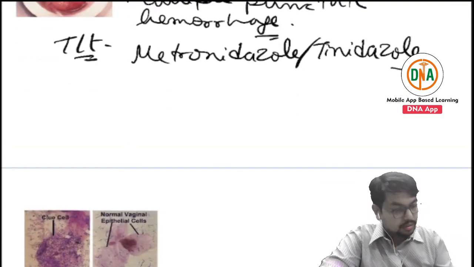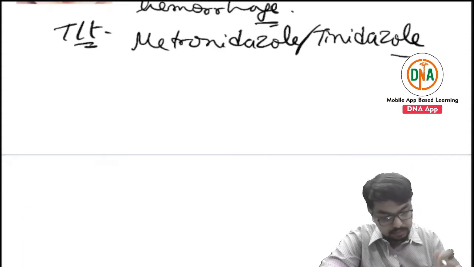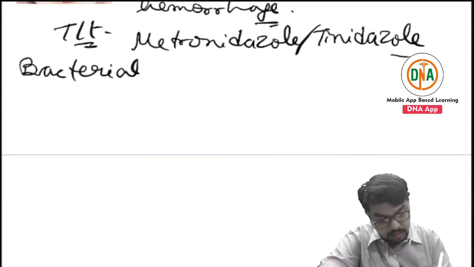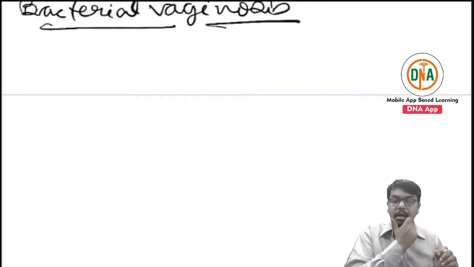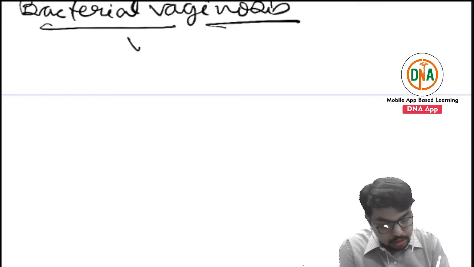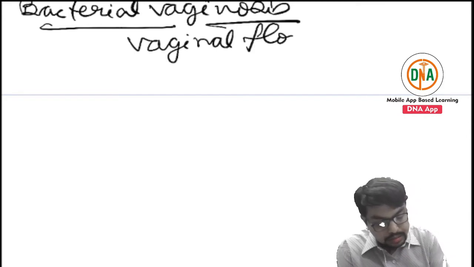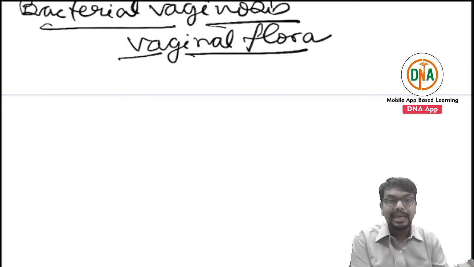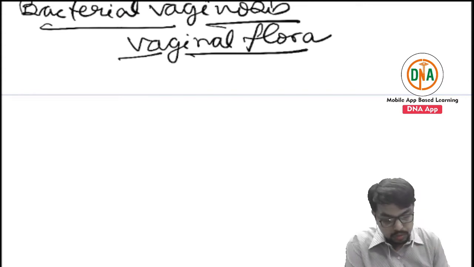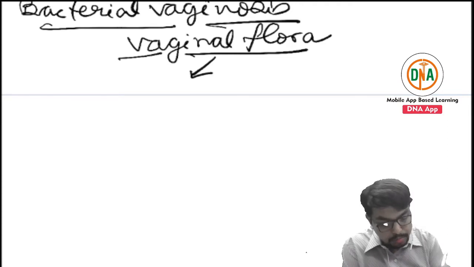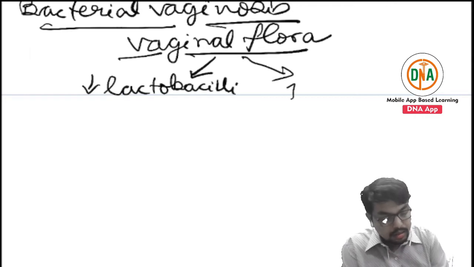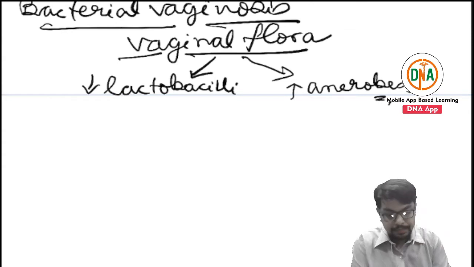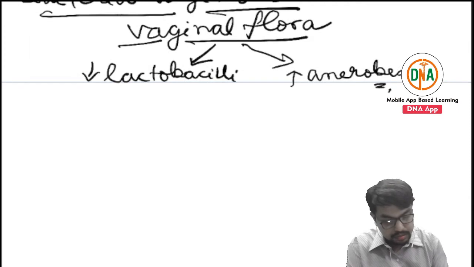Okay, next is bacterial vaginosis. Before discussing bacterial vaginosis, we must know about the commensal organisms in the vagina. There is normal vaginal flora which changes along with age depending on the pH of the vagina. Okay, so what happens in case of bacterial vaginosis? The normal lactobacilli present in the vagina get reduced in number, and the place is captured by anaerobic organisms. Anaerobes take the place.